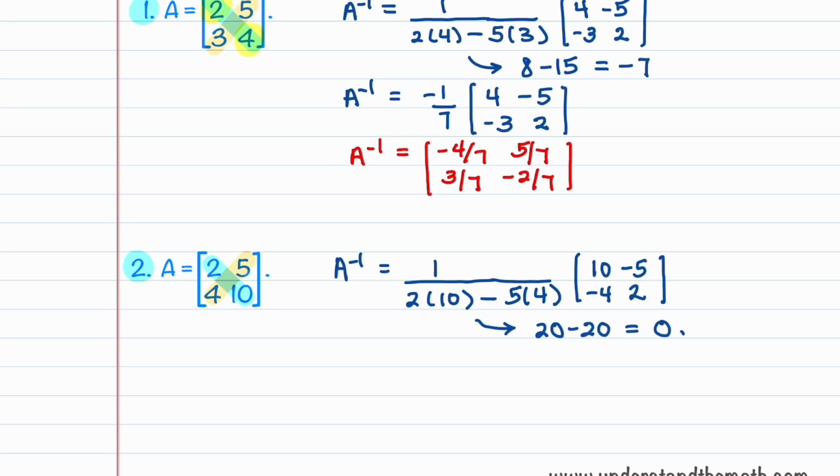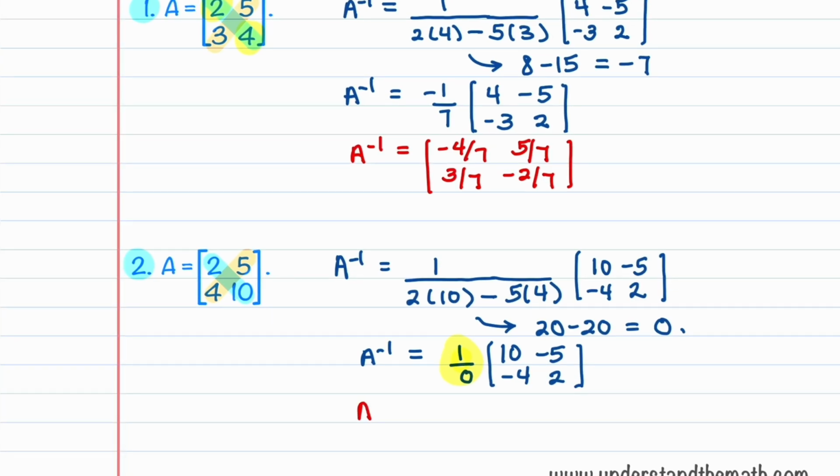We ended up with A inverse is equal to 1 over 0 times our matrix. One divided by 0 is undefined because you can't divide a number by 0. So our answer is that A inverse does not exist and A is called not invertible. I wanted to include this example to show you that not every matrix has an inverse.